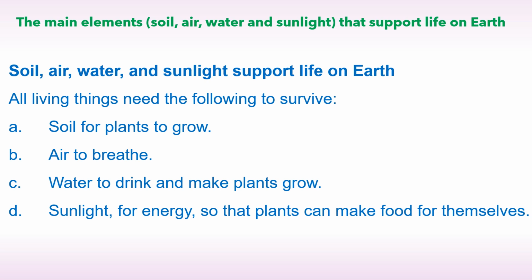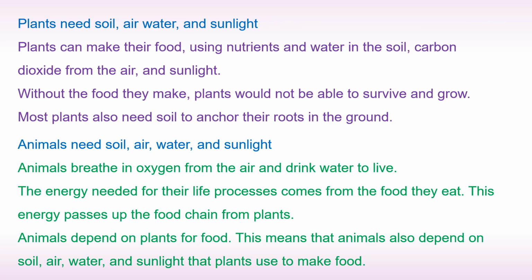And everybody needs energy from the sunlight, especially plants, because they take this energy from the sunlight and they use it to make food. And the food chain starts because humans and animals eat the plants and they indirectly get the energy from the sun. Plants can make their food by using nutrients from the water and the soil, carbon dioxide from the air, and also sunlight.